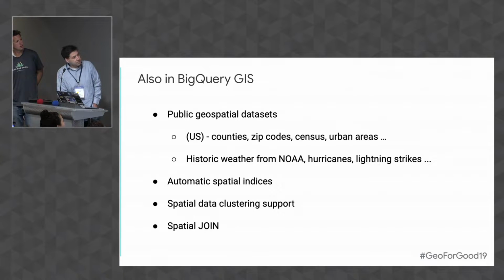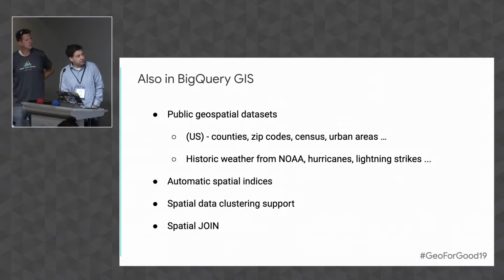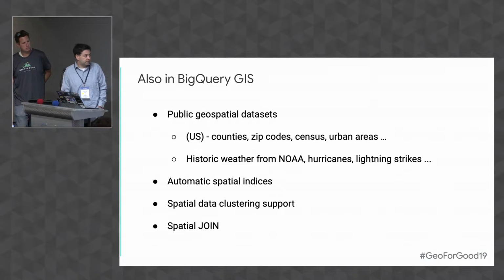And we also do a lot of performance optimizations to make all those queries fast. We do automatic spatial indices. You don't need to create any index like in most databases. We support spatial data clustering. If you have like terabytes of data, you can cluster and then queries run faster and cost less. And we support spatial join.